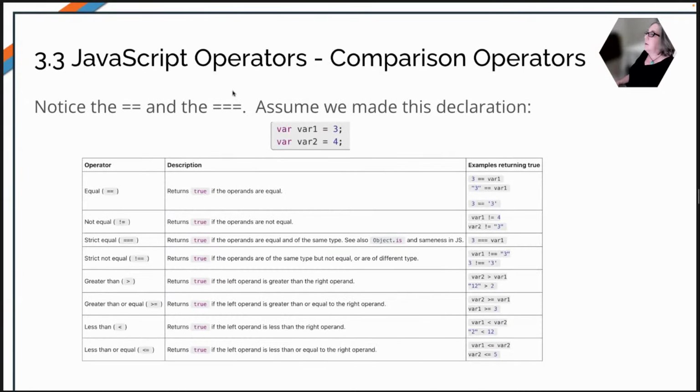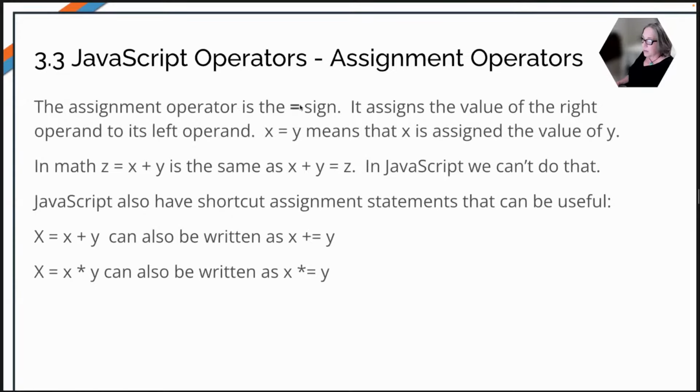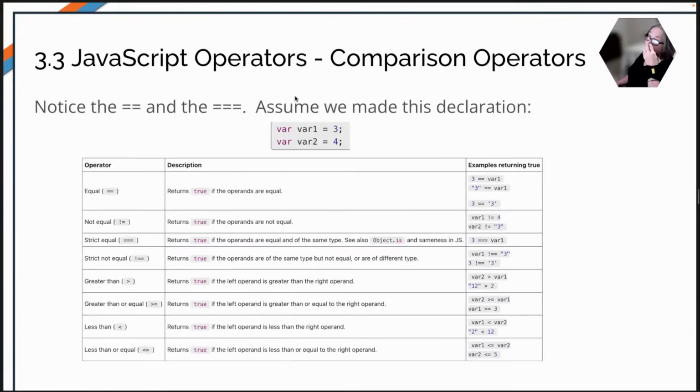And comparison operators. So we've got an equal and an equal. Right here, we were just talking about one equal sign. Okay, so we've got one equal sign, we've got two equal signs, and we've got three. We need to figure out what the difference is between all of these. If you notice right here, this is where two variables were declared and assigned a value. So var1 was 3, var2 was 4. Now, if I use double equal, that is going to compare the left side to the right side, and it will return true if they're equal.